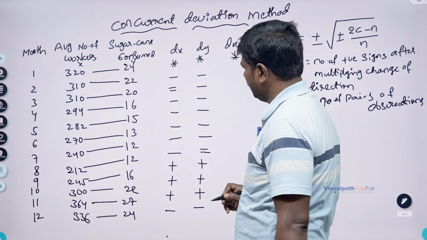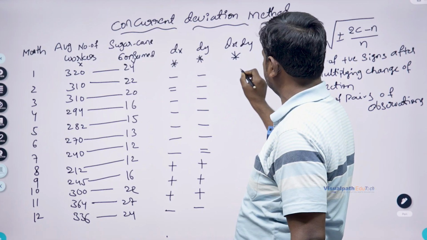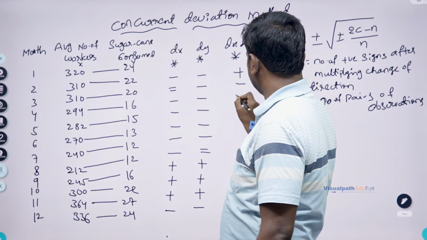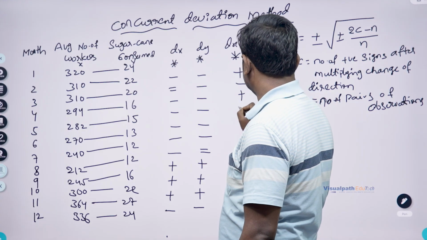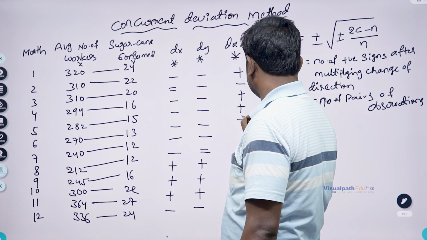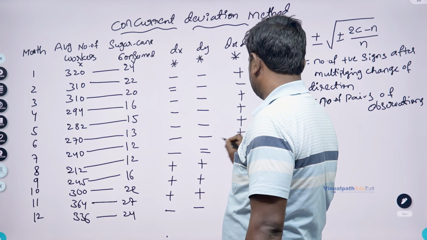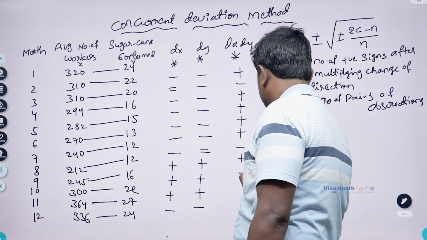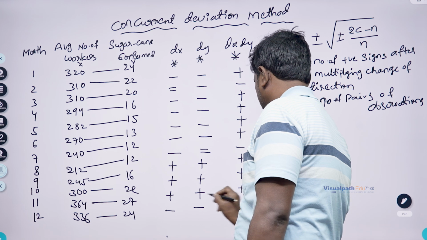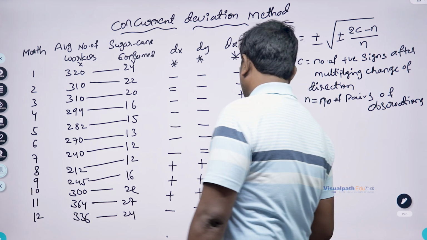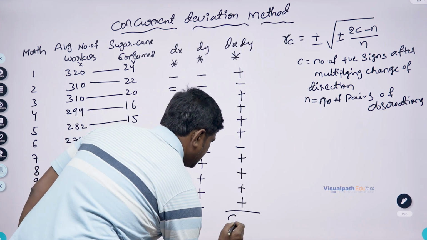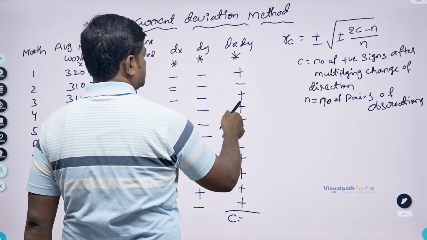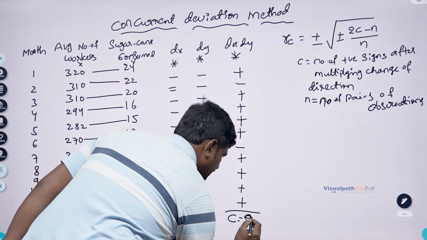Then coming to dx into dy: minus into star is star, minus into minus is plus, and so on, with plus into plus giving plus and minus into minus giving plus. So here C is nothing but the number of positive observations: 1, 2, 3, 4, 5, 6, 7, 8, 9. Here C is equal to 9.